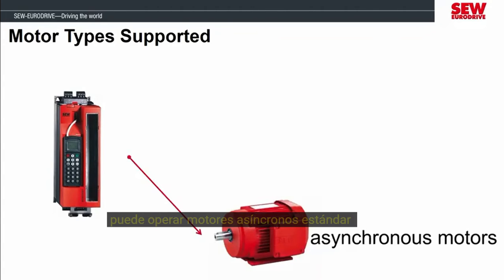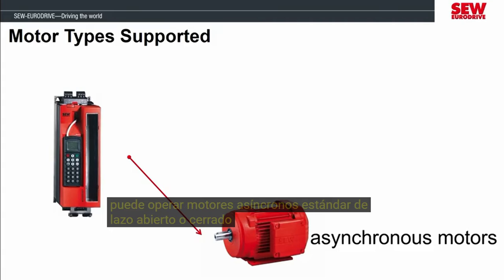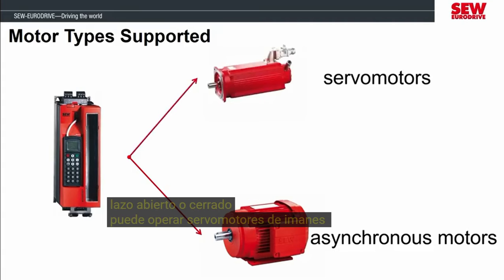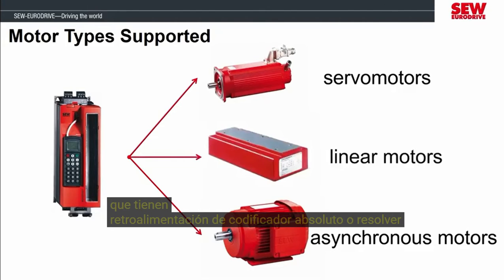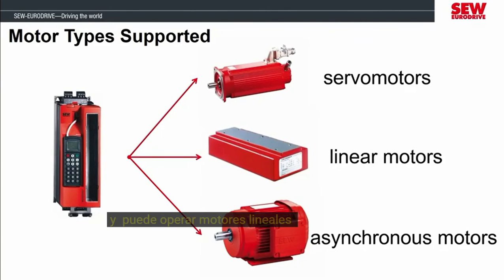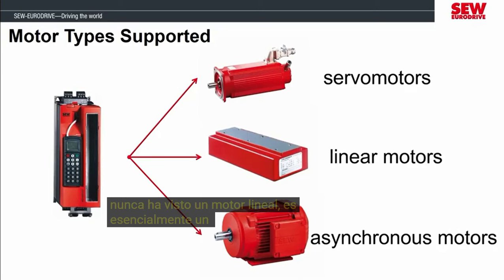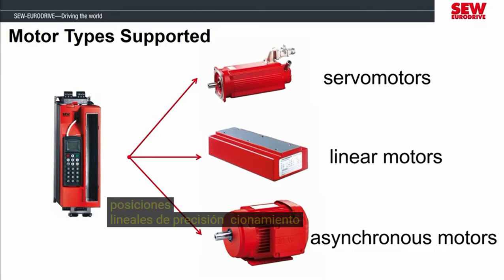It can run standard asynchronous motors, open or closed loop. It can operate permanent magnet servo motors that have resolver or absolute encoder feedback. And it can operate linear motors. If you've never seen a linear motor, it's essentially a servo motor that has been unwrapped and is used for precision linear positioning.